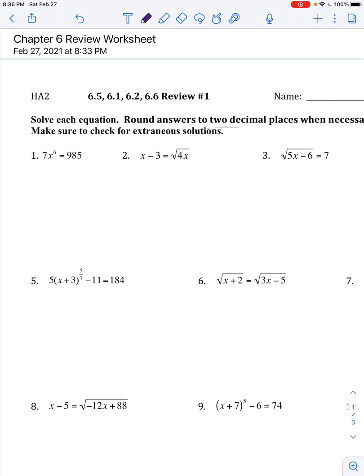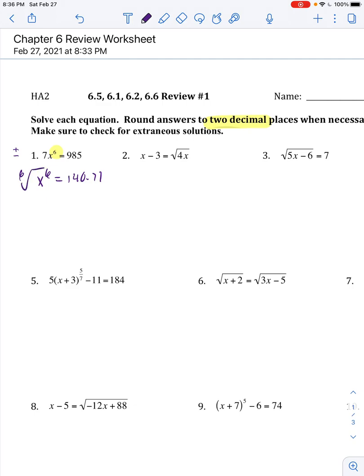I'm going to notice here that this has a sixth power, so that means that I will eventually need a plus minus because 6 is even. First move is going to be to divide by 7, and when I do that, I get 140.71, and I'm paying attention to my instructions. It says 2 decimal places, so I know it's okay to get decimals.